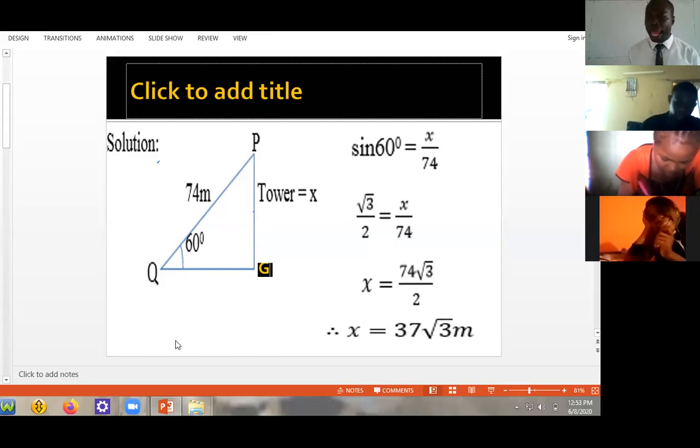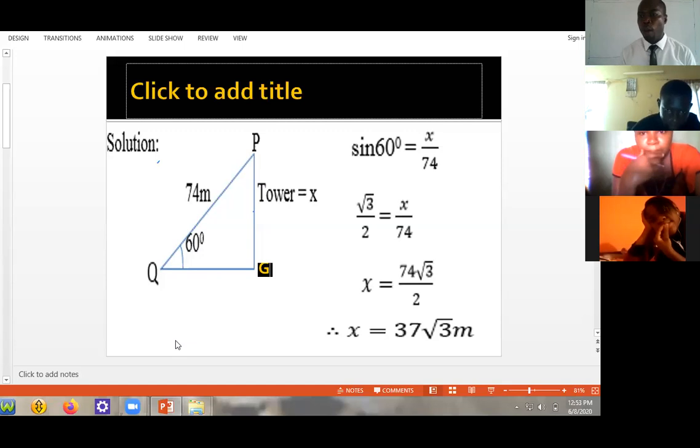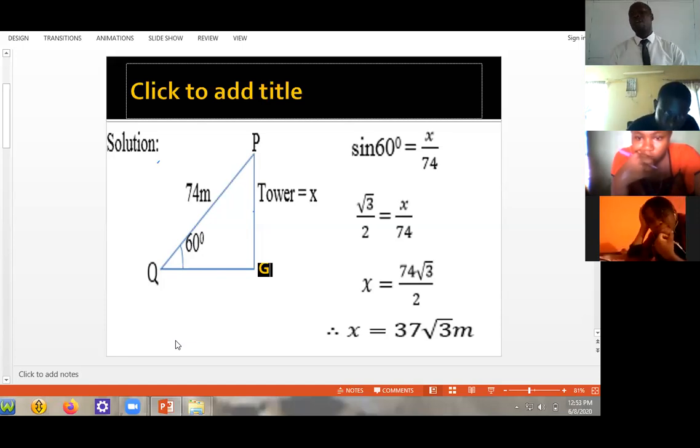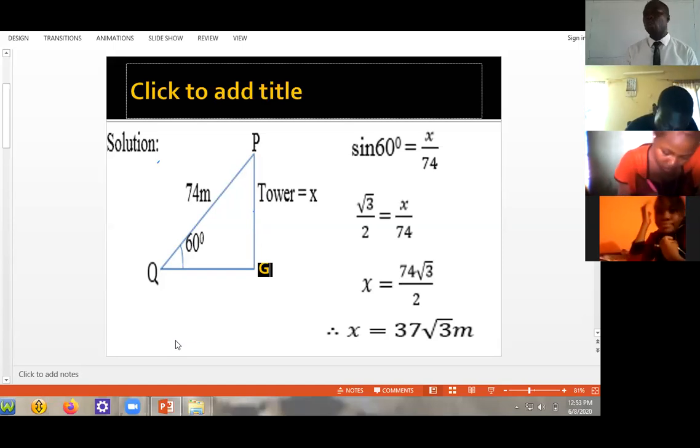In most cases in WAEC, they don't express the answer in decimal. But sometimes NECO will give you your answer in decimal. So you must know how you play your game. NECO will give you in decimal, WAEC will give you in fraction. If you use a calculator to get the sine, getting the real answer will become a problem. So it's better to work like this. If your answer is in decimal, then you convert root 3 times 37 and you get your answer. Is that okay? Yes, sir. Can I proceed?